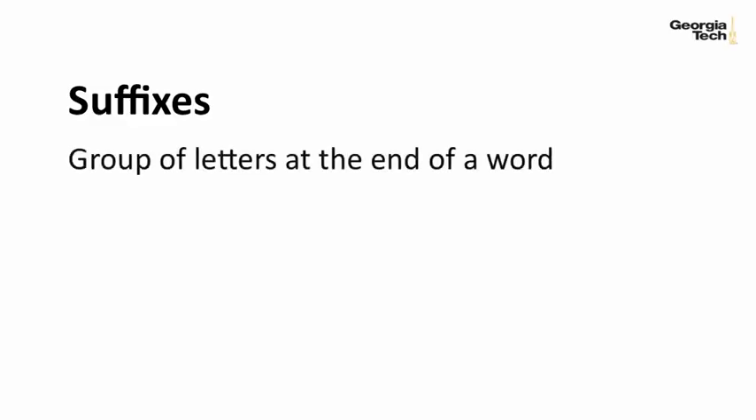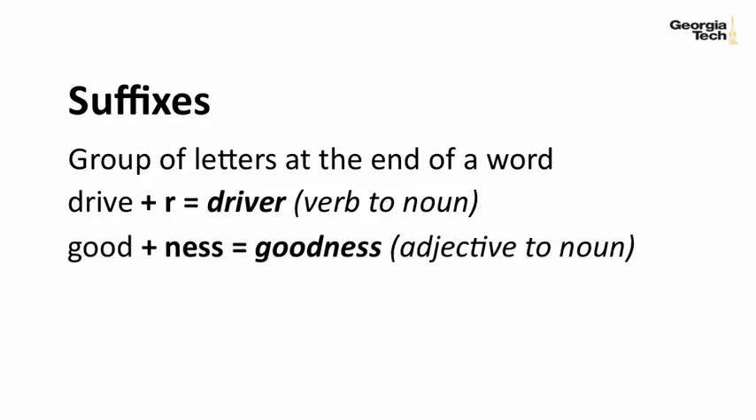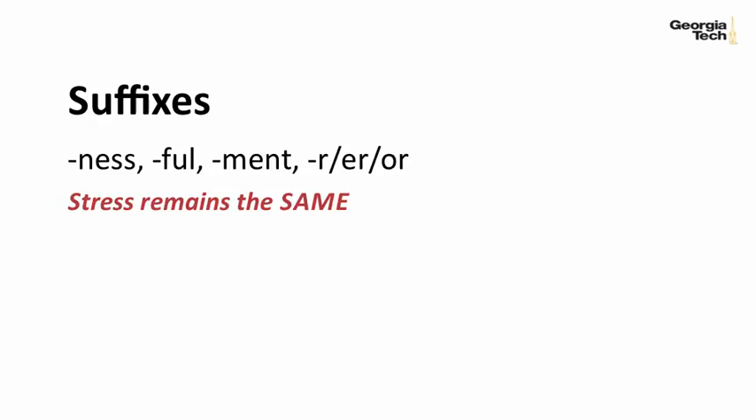Last, let's look at some common suffixes and how they affect word stress. A suffix is a group of letters on the end of a word that changes the word form. For example, adding "r" after the verb drive forms the noun driver. Adding "ness" after the adjective good forms the noun goodness. Many suffixes do not change the stress of a word, as in the following. When you add "ness," "ful," "ment," or "er" to a word, the stress remains the same.